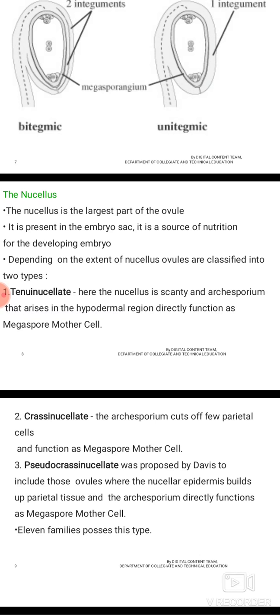The third type is pseudocrassinucellate, which was proposed by Davis to include those ovules where the nucellar epidermis builds up parietal tissue and the archesporium directly functions as megaspore mother cell. And 11 families possess this type.